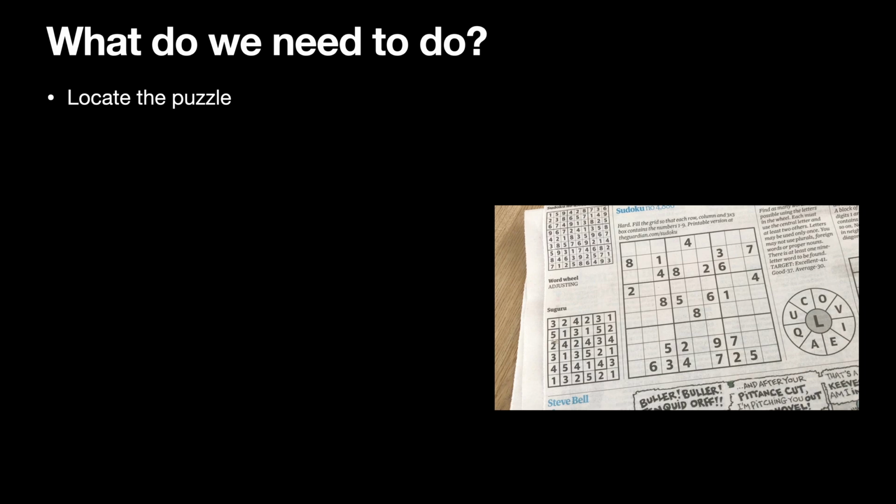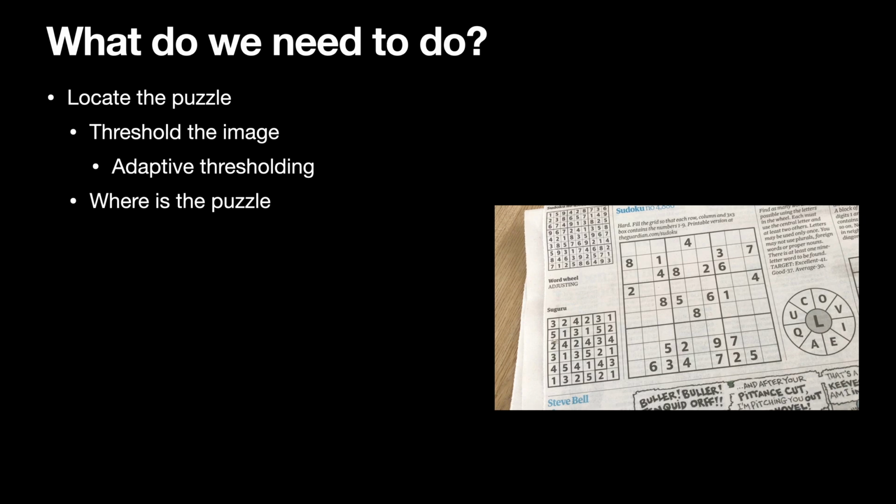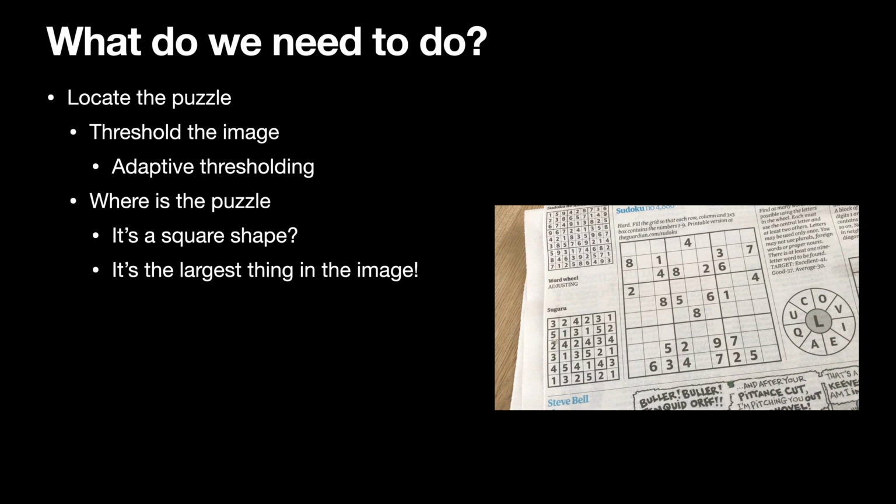Well, an obvious first problem to solve is locating and extracting the puzzle. A first logical step would be to threshold the image, and we know we should probably use adaptive thresholding. With the image thresholded, we need to locate the puzzle. Well, what can we say about the puzzle? It's a square shape, maybe that's useful, or maybe there's a shortcut. The puzzle should be the largest thing in the image. We can analyze each blob and find the one that is largest.